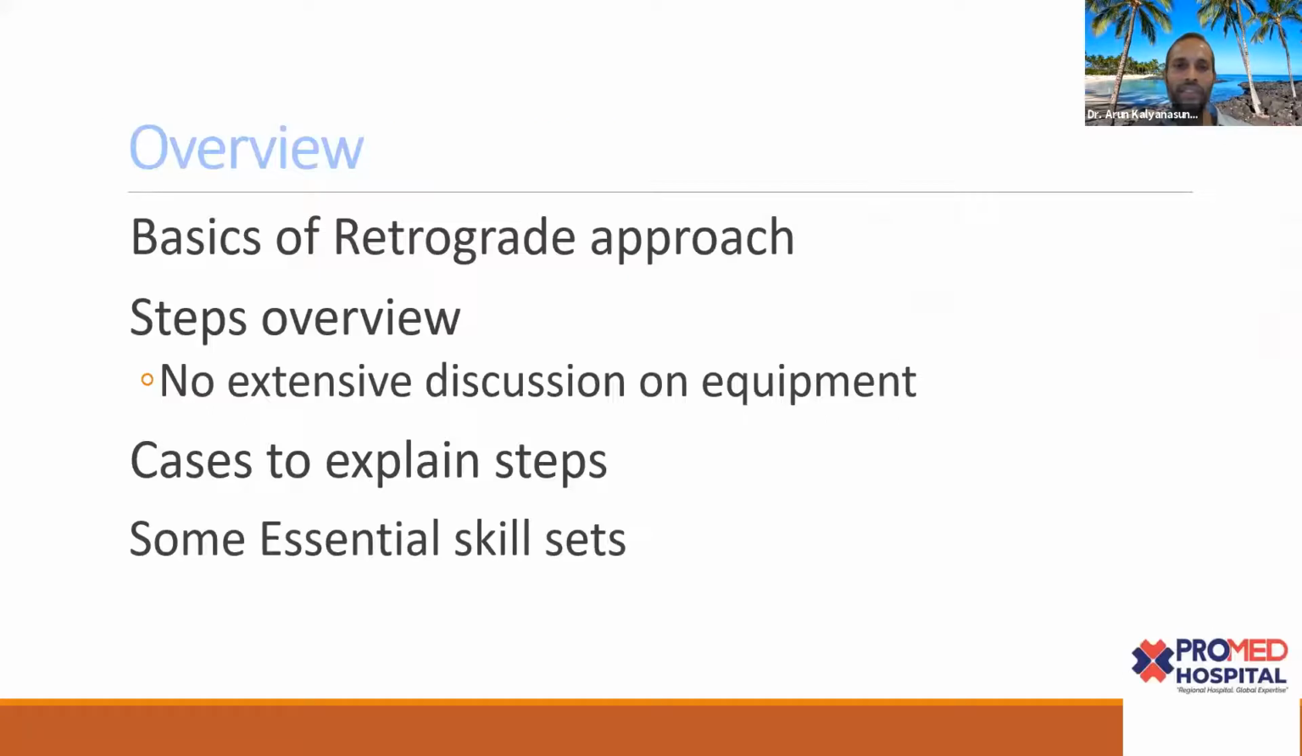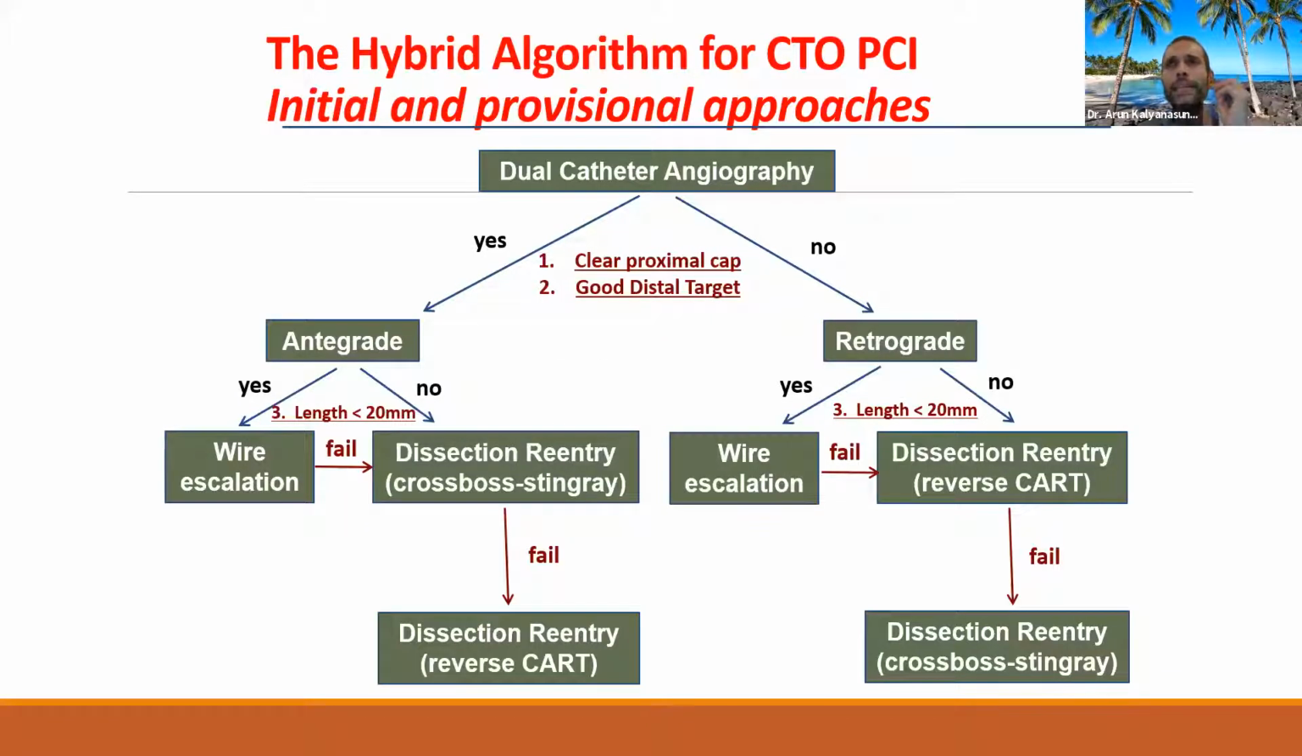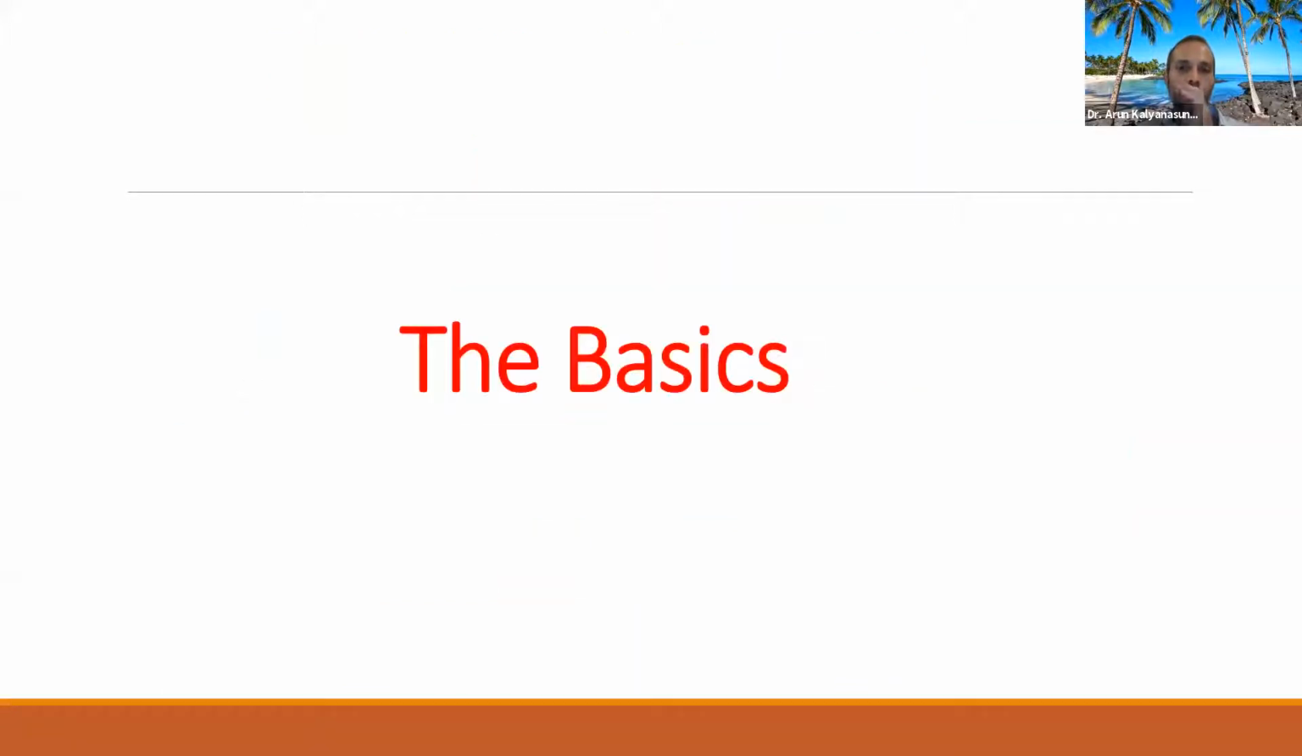Retrograde CTO PCI is kind of like the last frontier. I'm going to try and show you some of these things, but the key is, once we do this, let's actually have a good conversation. I think Dr. Khan has pretty much told you when we typically go retrograde, so I don't want to belabor the point. But many times, one of the key things is if you have a usable collateral and you can't get it antegrade, your choice is you have to go retrograde, right?